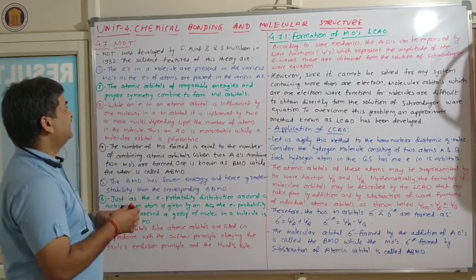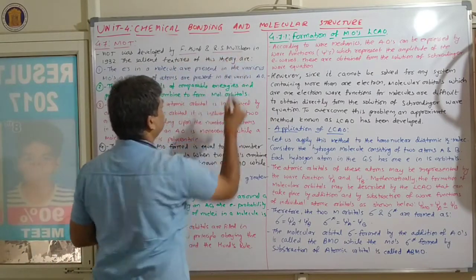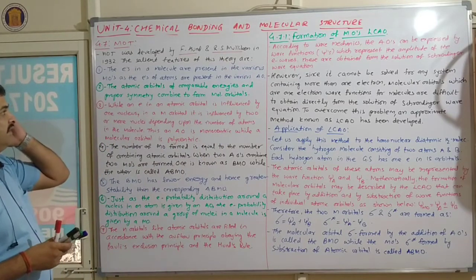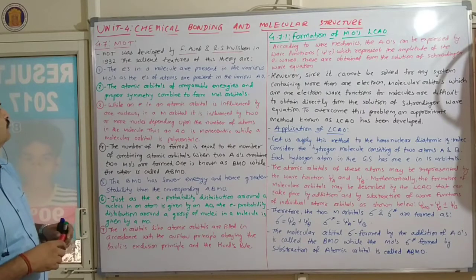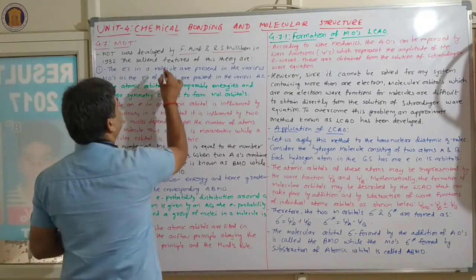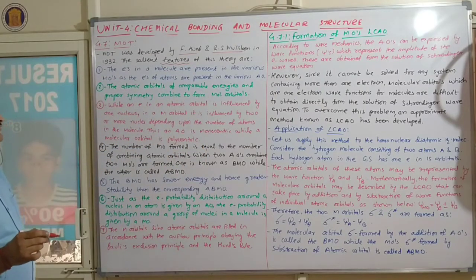First of all, MOT was developed by F. Hund and R.S. Mulliken in 1932. And the important features of this theory are as follows. तो देखिए, important features आपको याद रखना है.